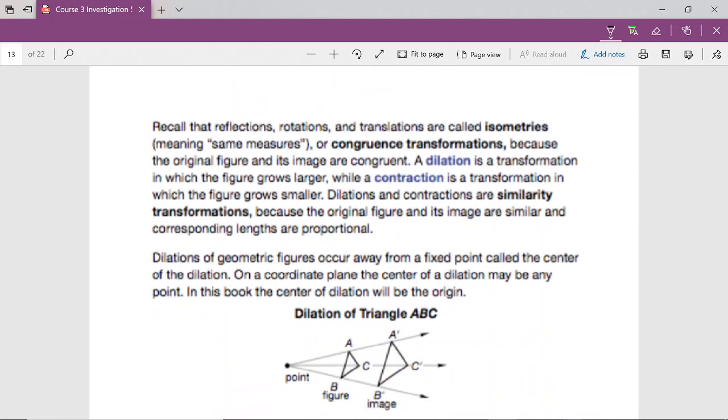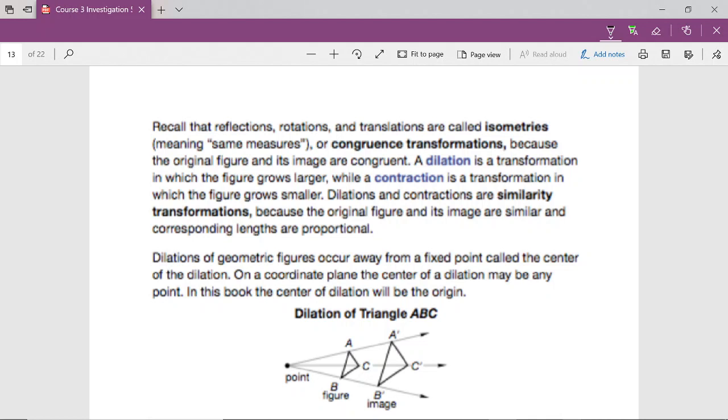All right, now we're looking at dilations. Recall that reflections, rotations, and translations are called isometries, meaning same measures, or congruence transformations, because the original figure and its image are congruent. What this is saying is that reflections, rotations, and translations, all they do is move and flip and slide things. They don't actually change the size or the dimensions. A dilation is a transformation in which the figure grows larger, while a contraction is a transformation that makes it smaller.